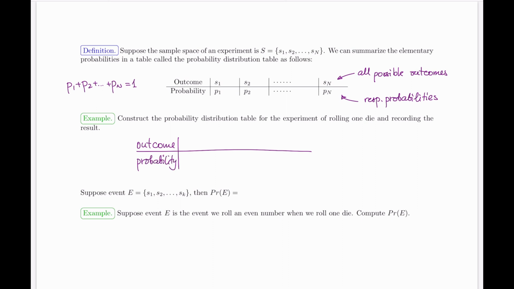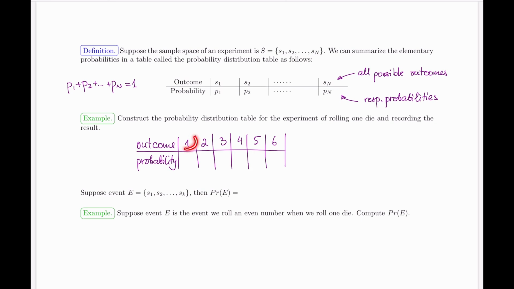What are the possible outcomes for the experiment of rolling one die? If I roll one die, what are the possible results that I'm going to see? Well, I either roll a 1, a 2, a 3, 4, 5, or a 6. These are all of my possible outcomes. And now all I have to do is write down the probability of each one of them occurring.